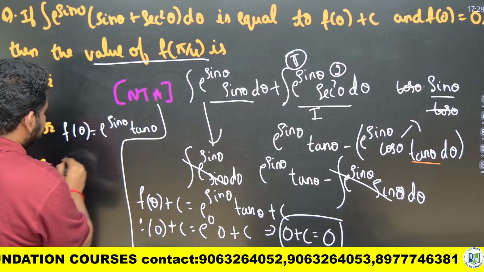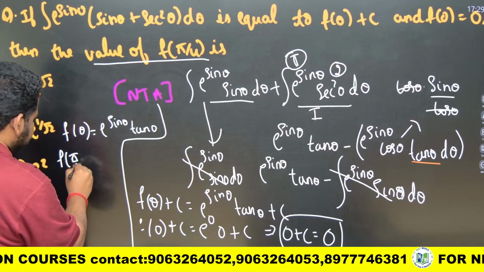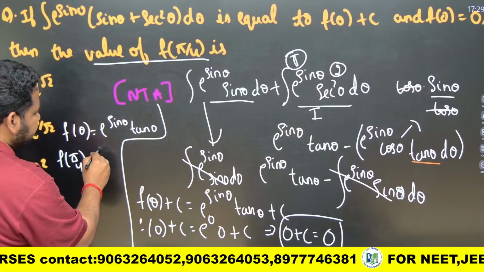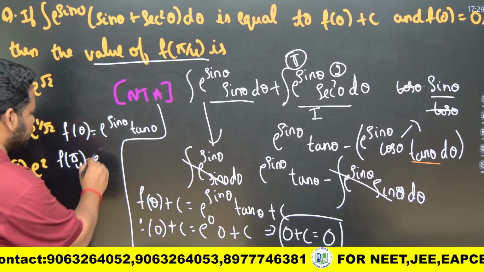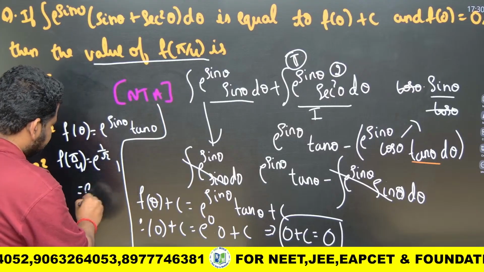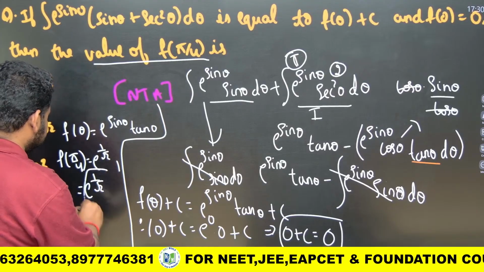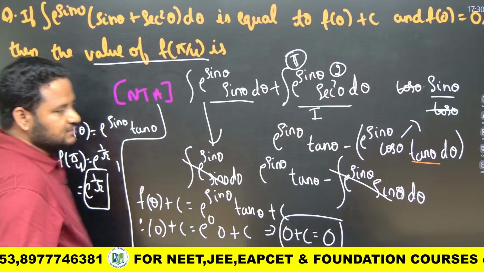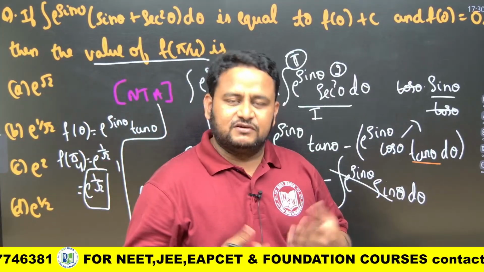So f of pi by 4 is what? f of pi by 4 is e power sin pi by 4. Sin pi by 4 is 1 by root 2. Tan pi by 4 is 1. So the answer is e power 1 by root 2. e power 1 by root 2 is the answer to this question. That is option B.